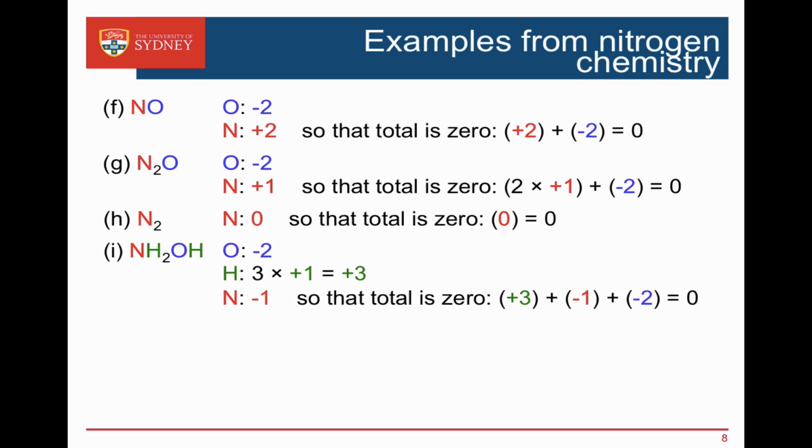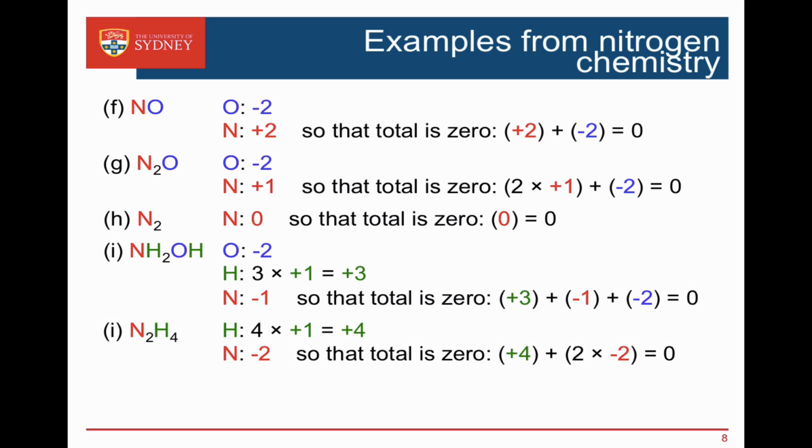NH2OH, we've got 1 oxygen -2. We've got 3 hydrogens in total. 3 lots of +1 is +3. No overall charge, the nitrogen must be -1. +3 from the hydrogens, -1 from the nitrogen, -2 from the oxygen adds up to give us a 0. Hydrazine, N2H4, 4 lots of hydrogens, 4 lots of +1, +4. Nitrogen must be -2. The +4 from the hydrogens is balanced by 2 lots of -2 from the nitrogens.